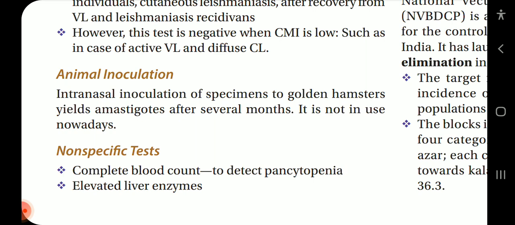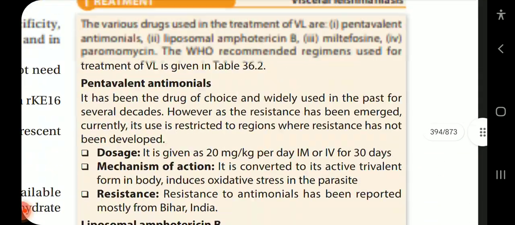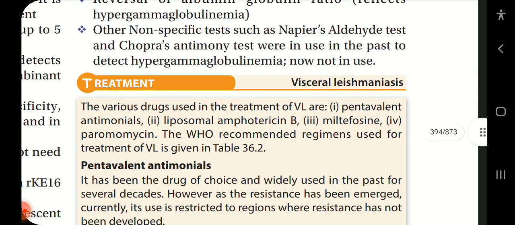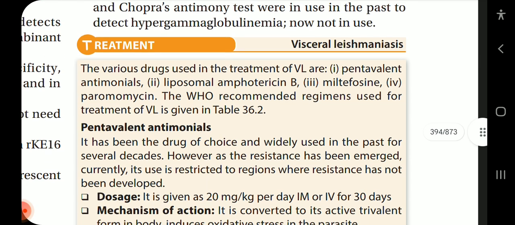Animal inoculation. Intranasal inoculation of specimens to golden hamsters yields amastigotes after several months. It is not in use nowadays. Non-specific tests. Complete blood count to detect pancytopenia and elevated liver enzymes. Reversal of albumin-globulin ratio reflects hypergammaglobulinemia. Other non-specific tests such as Napier's aldehyde test and Chopra's antimony test were in use in the past to detect hypergammaglobulinemia, now not in use.